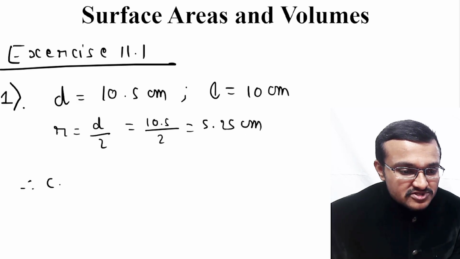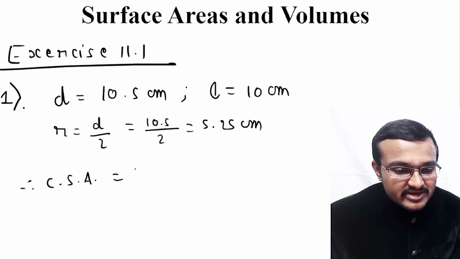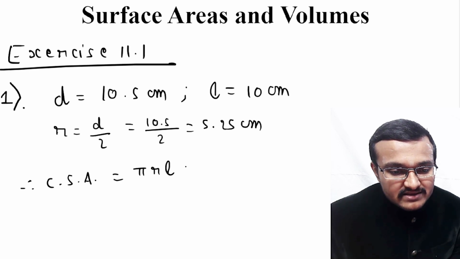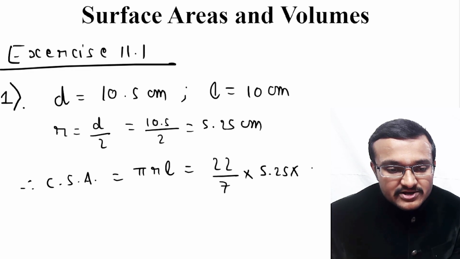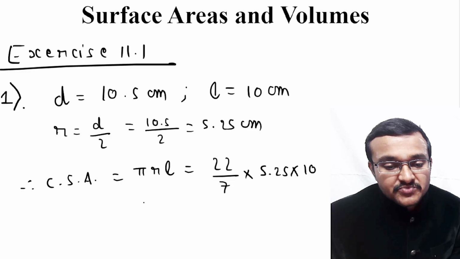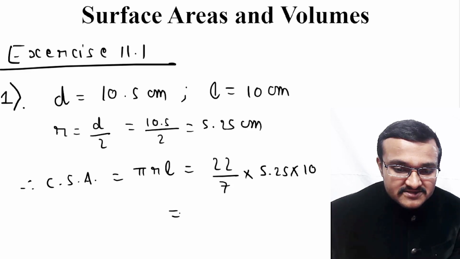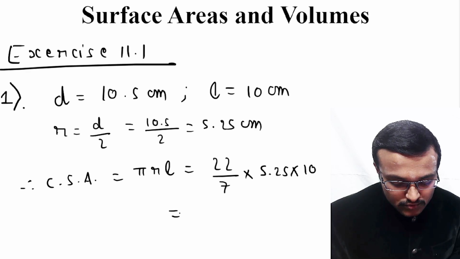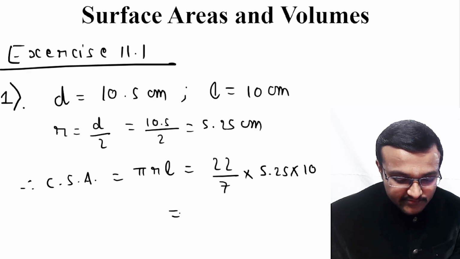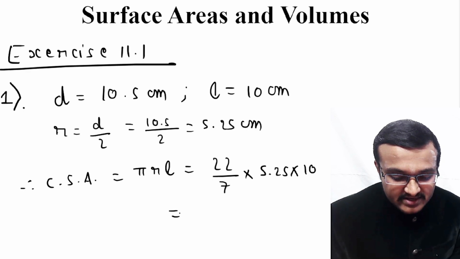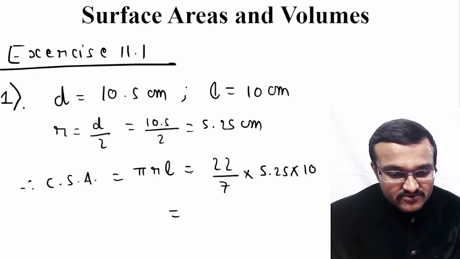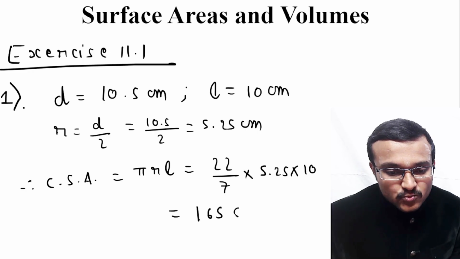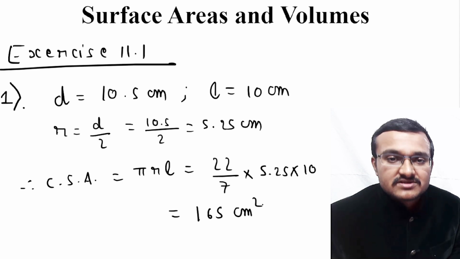Therefore, the curved surface area of this cone will be equal to pi r L. So pi is 22 by 7, into radius r is 5.25, into length is 10 centimeter. Now you can calculate this. So 22 into 5.25 into 10 divided by 7, that is 165. So the curved surface area of this cone is 165 centimeter square.